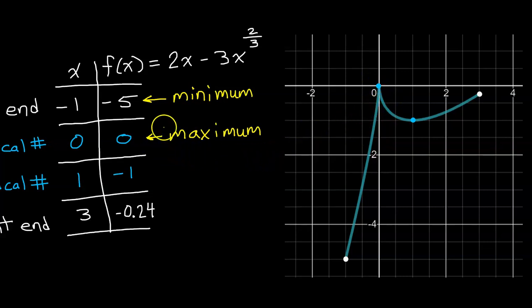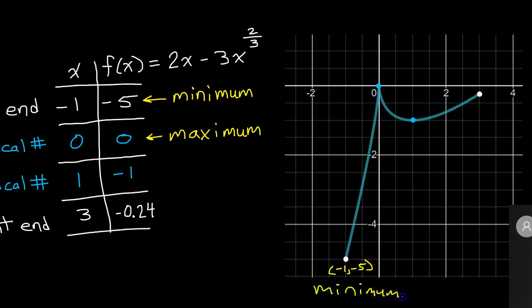Anyway, let's focus on those extrema. The minimum is one of the endpoints, -1, -5. So we can see that this is the minimum. And we can see that the maximum is this sharp corner right here at 0, 0.